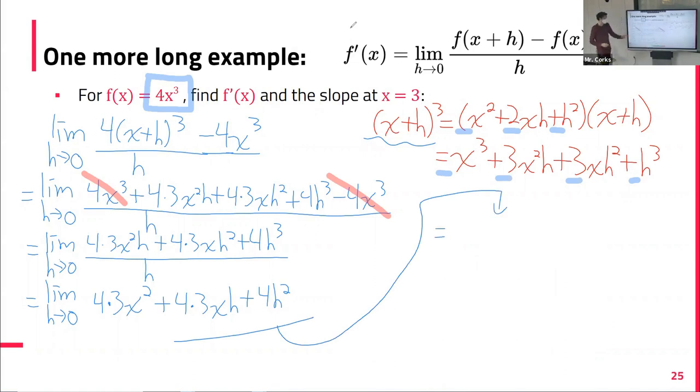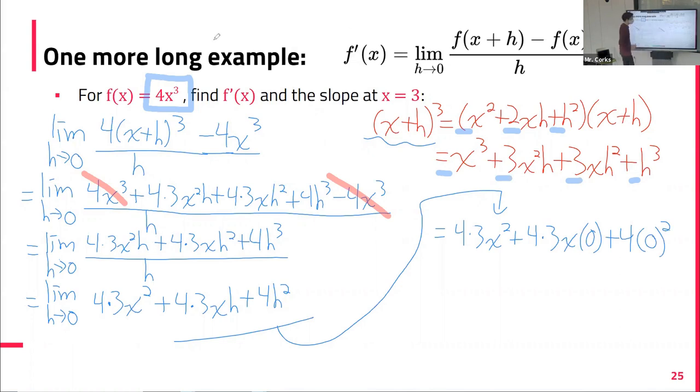Okay, what is the next thing that we could do? Okay, so we have no more division by h, so we don't have that math problem there. We can set h equal to 0. So that will give us 4 times 3x squared plus 4 times 3x times 0 plus 4 times 0 squared.